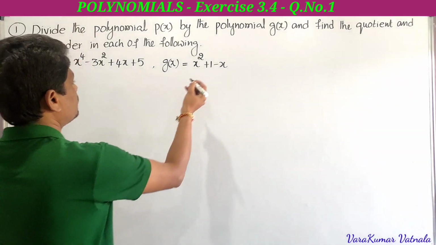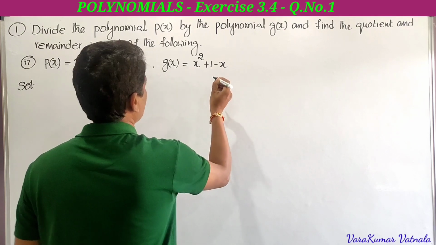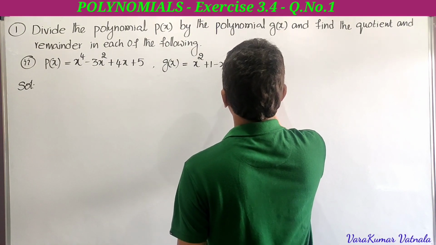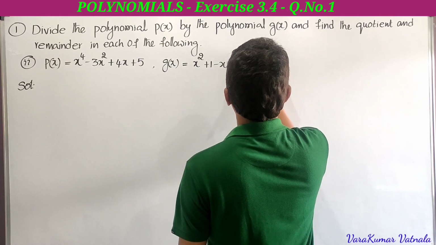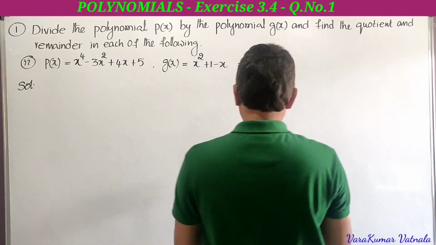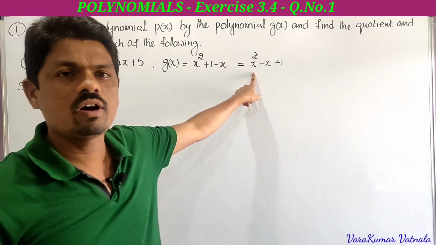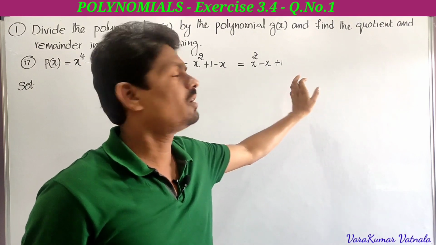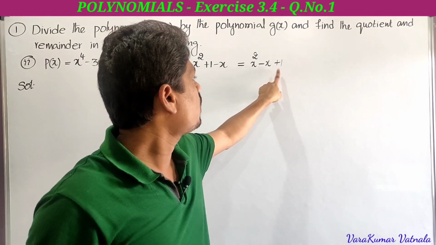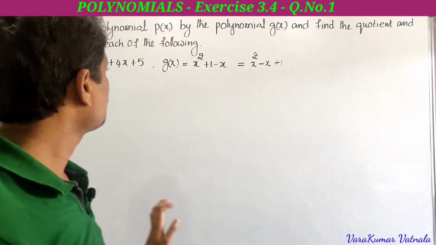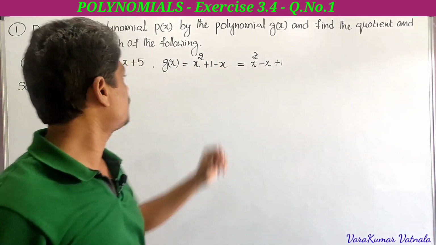So g of x, how can we write it? See, here I am writing it in its standard form. It can be written as x square minus x plus 1. Now it is in its standard form. The degrees of the terms should be in decreasing order. Here it is 2, 1, 0. So now g of x is also in its standard form. This is the standard form of g of x.